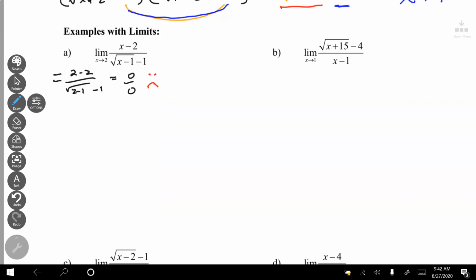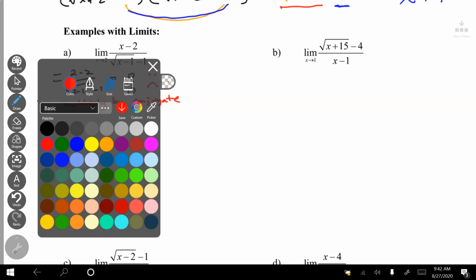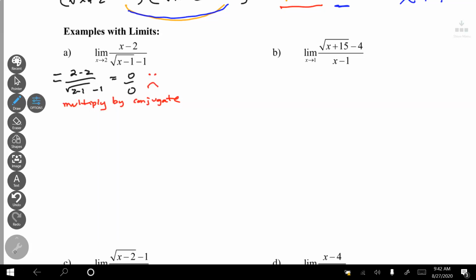Unfortunate. It's not what I want. I'm sad. So what we're going to do, we're going to multiply by the conjugate. If I go back and rewrite this problem, this is x minus 2 over the square root of x minus 1 minus 1, and I'm going to multiply by this conjugate.